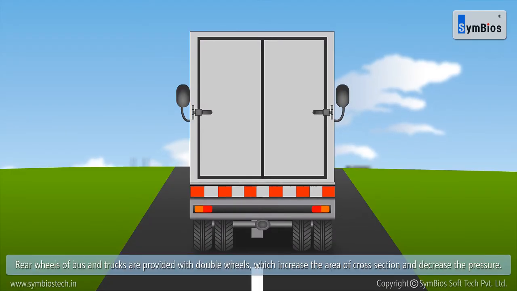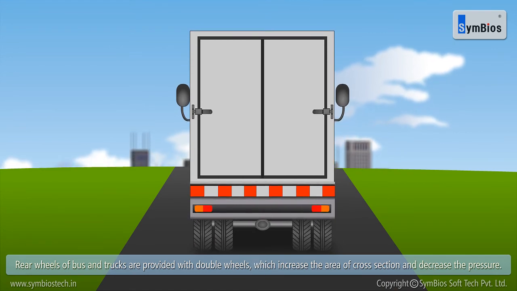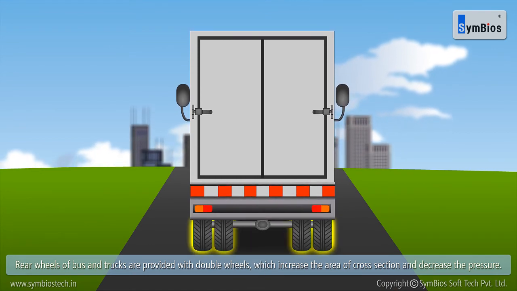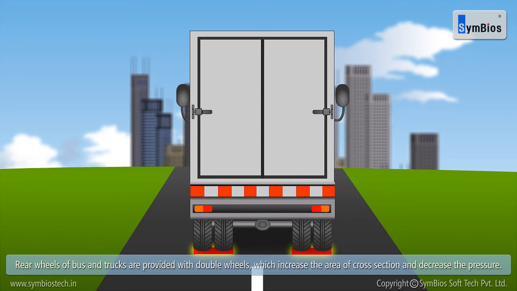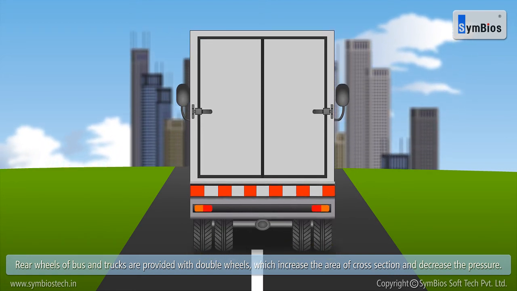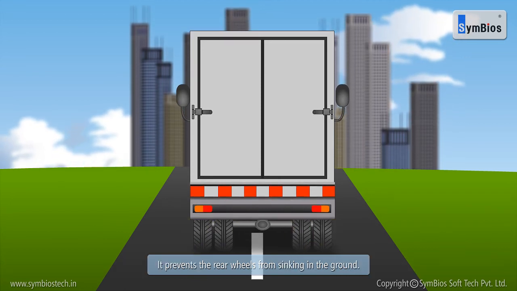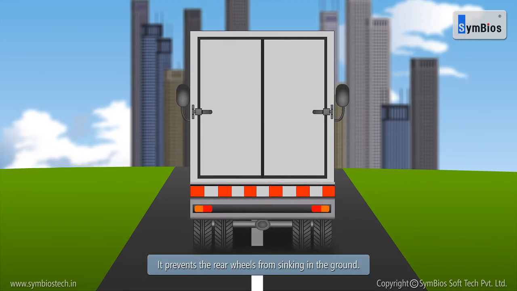Rear wheels of buses and trucks are provided with double wheels, which increase the area of cross-section and decrease the pressure. It prevents the rear wheels from sinking in the ground.